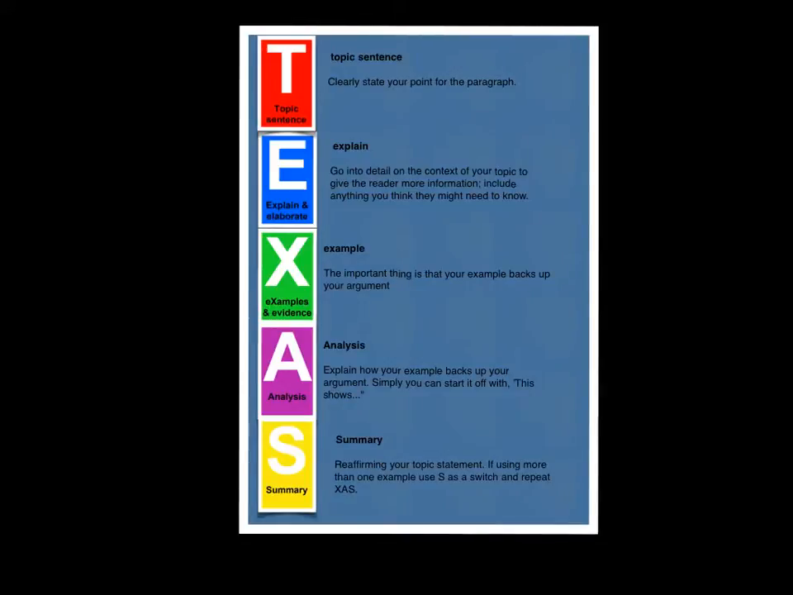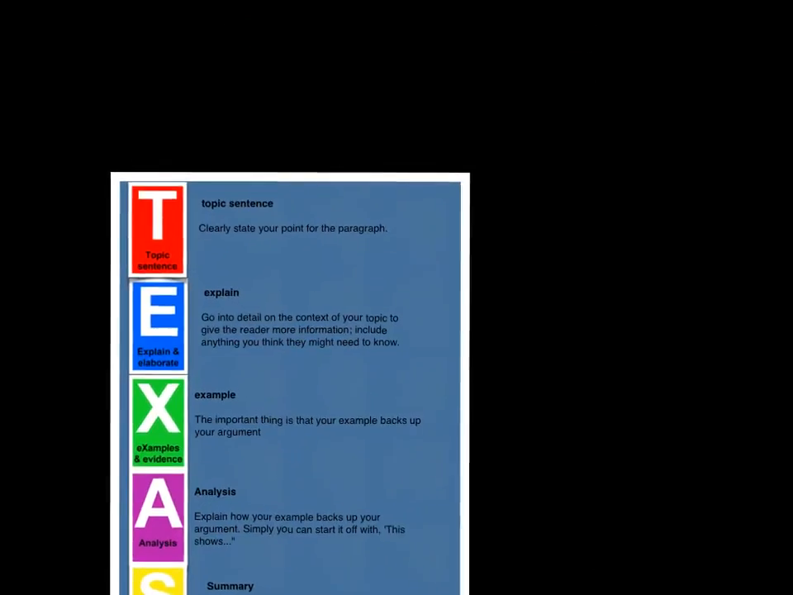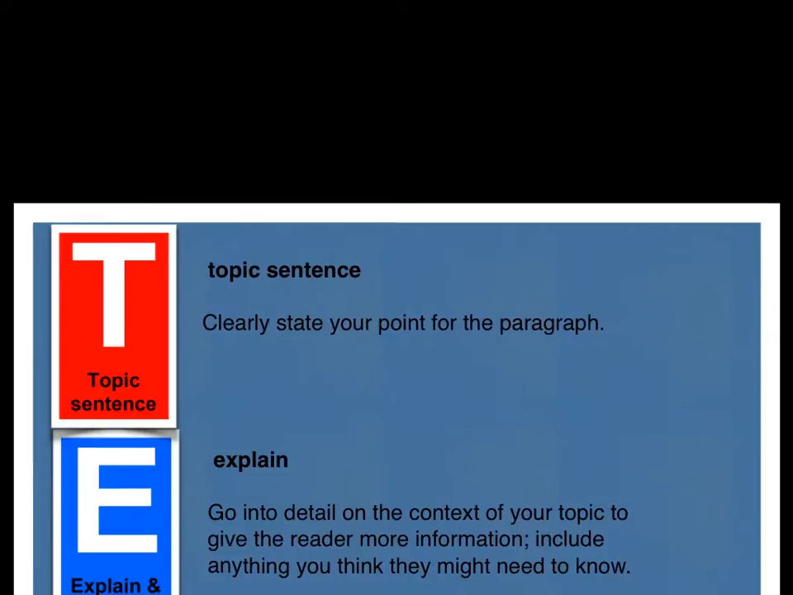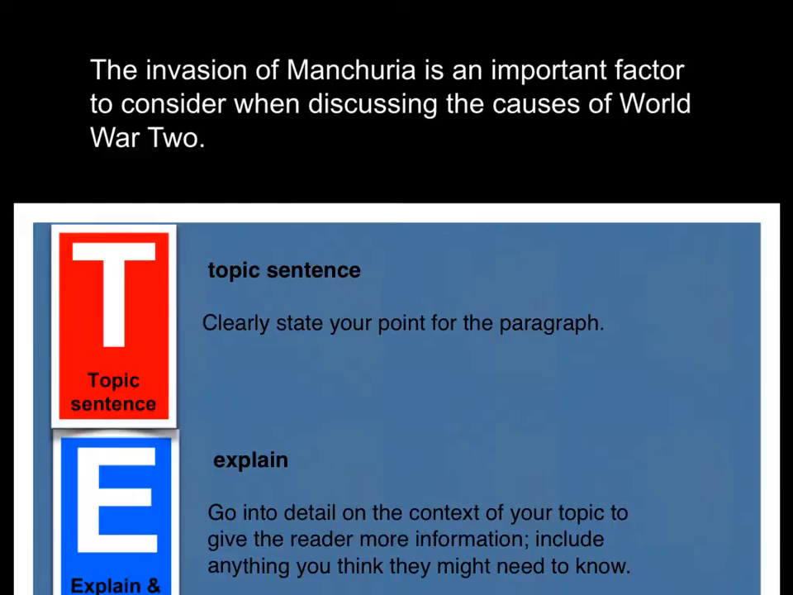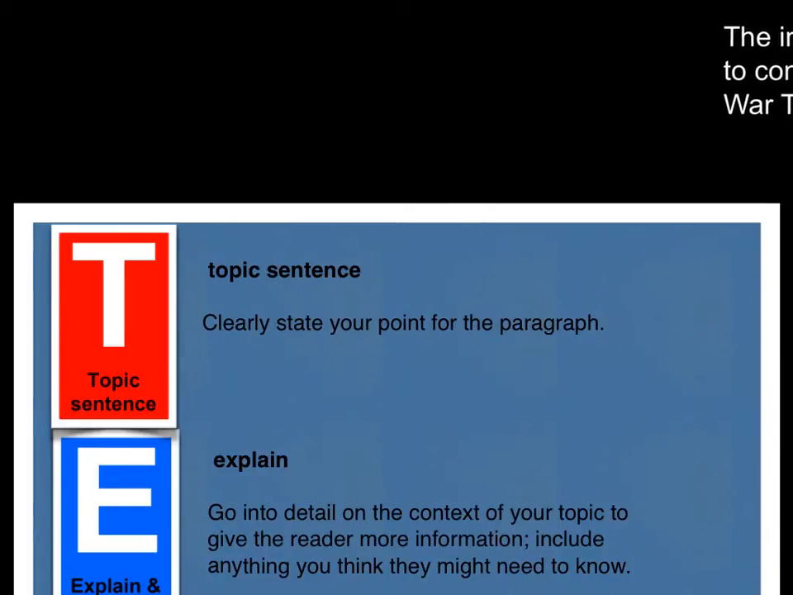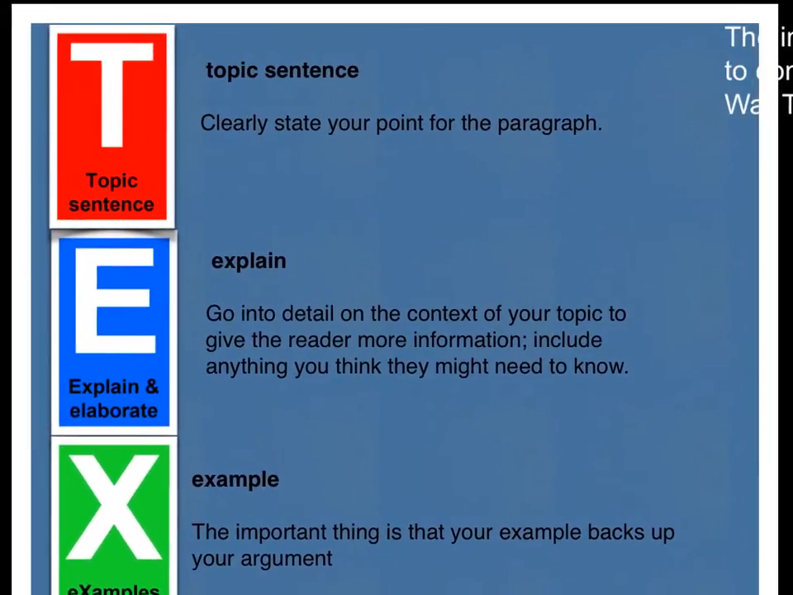Of course, we start with the T for topic sentence, and our topic sentence must clearly state the point for the paragraph. And this here is my topic sentence. The invasion of Manchuria is an important factor to consider when discussing the causes of World War II. So done, topic sentence. So we're going to move this one out of the way now, and we're coming up to the explain, the next letter in our Texas.